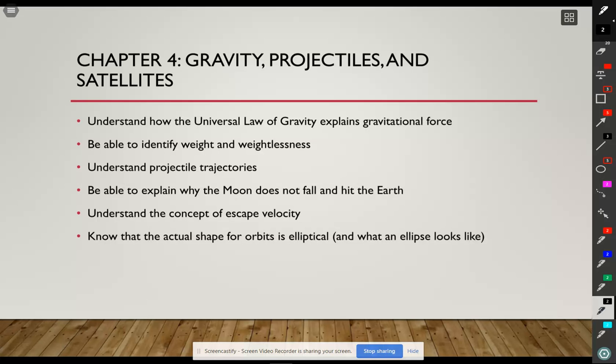All right, got those. What is escape velocity? I don't know what you're talking about. What is escape velocity? Escape velocity is how fast something has to go to leave.